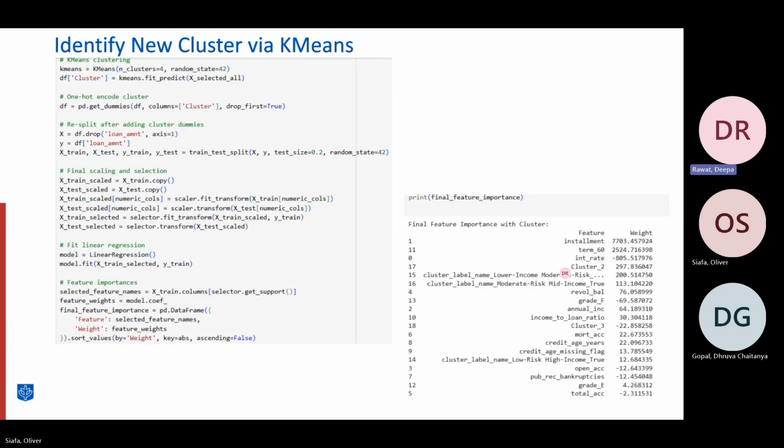Then using these top three attributes, we did k-means, and the k-means also came up with the top three as installment, term 60, interest rate, but it came up with a cluster 2, which it said was closely aligned. It could help in a better prediction by the models.